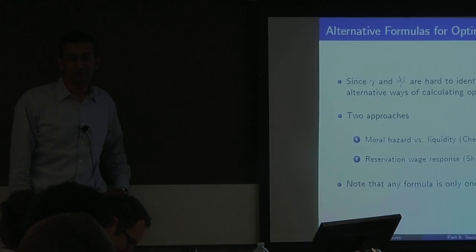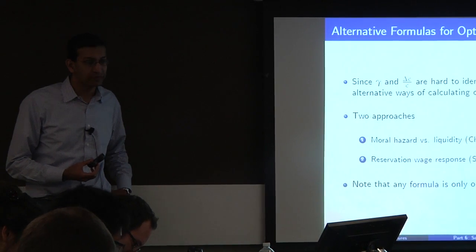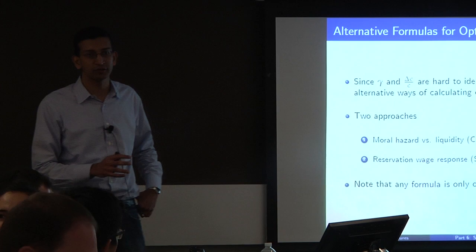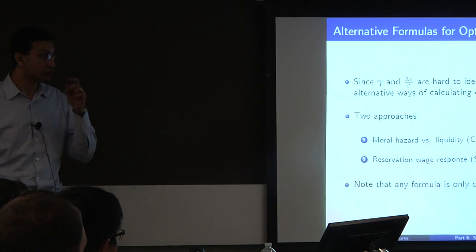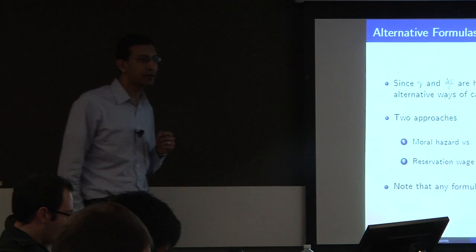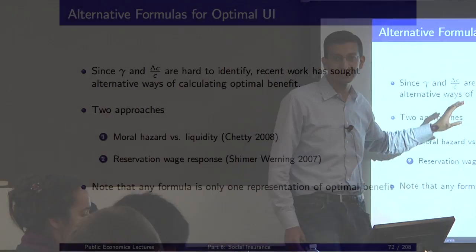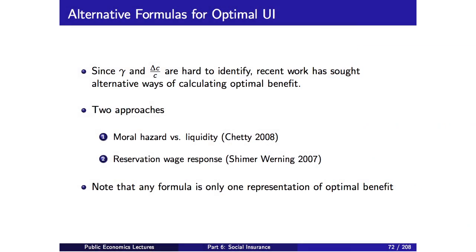So we're going to continue talking about optimal social insurance today. If you remember where we left off at the end of the last lecture, it was this consumption-based formula for optimal unemployment insurance where you had to estimate two parameters in addition to the elasticity of the unemployment rate with respect to the unemployment benefit level, which were risk aversion and the consumption smoothing benefit of the insurance policy.